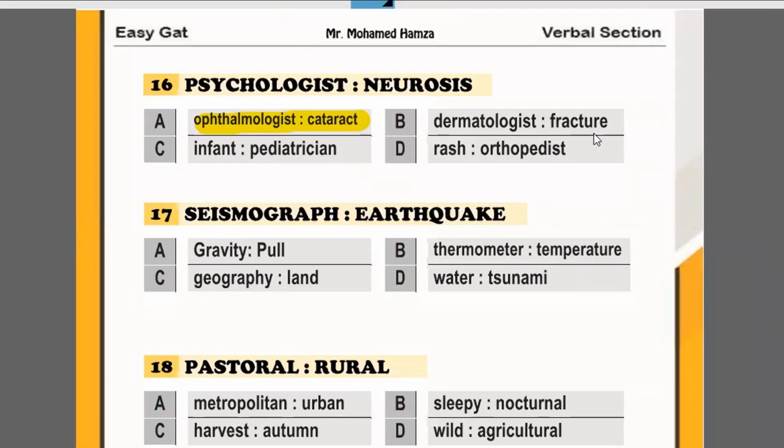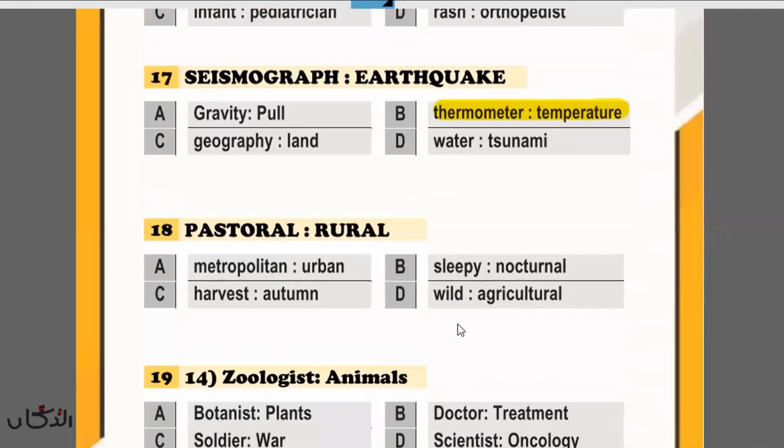Okay, 17. Who can read and answer? Fatima says 17 is thermometer and temperature. It's B. One of the easiest also. Answer question 18, please. Pastoral, rural. Metropolitan, urban. Yes, they are also synonyms. So the answer is A. Okay, you're right.